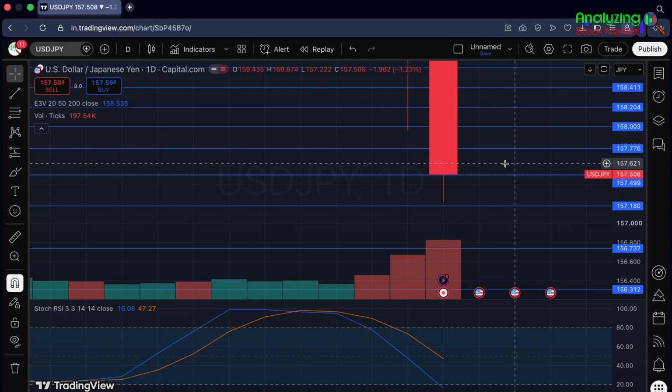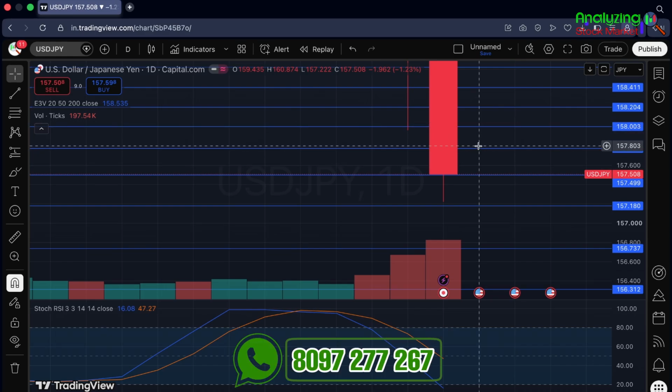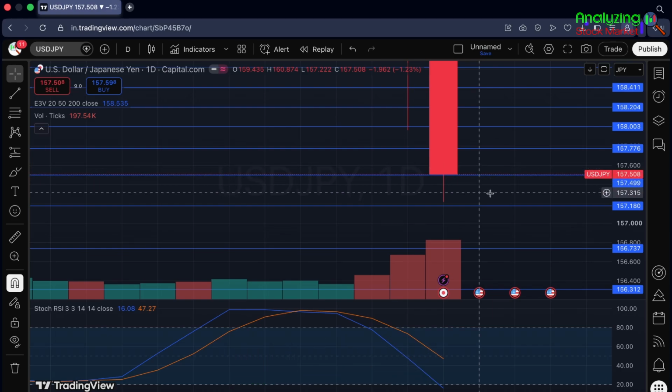So now let's talk about my opinion on USD JPY for this week. According to the previous week's momentum, I'm still expecting a slight positive move in this range, that is 157.776 to 158.003. If you're going for any short trade, you can go for a short once 157.499 gets breached with a 4-hour or 1-day candle closing. You can go for a short till this level. You can even wait for this level as well.